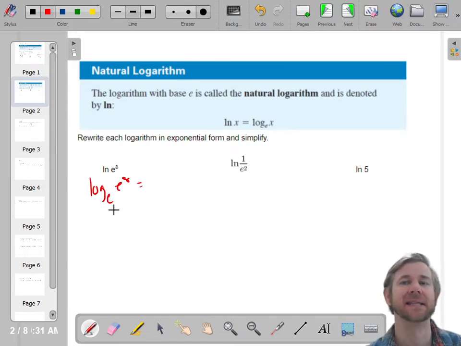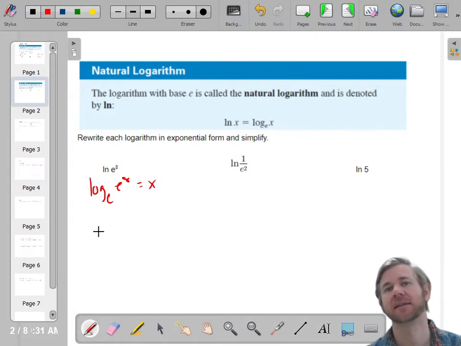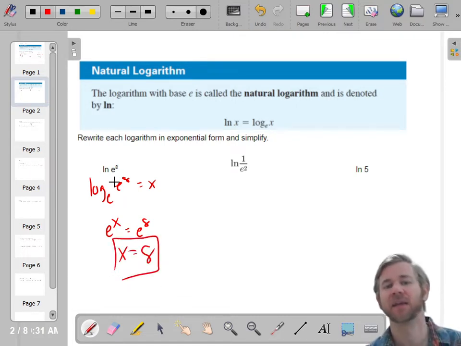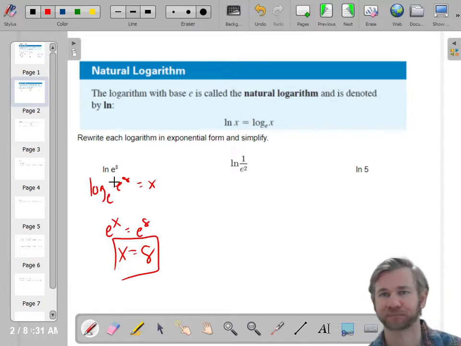This is the base e log of e to the 8th. So if I write a little x there, it's like e to the x equals e to the 8th. Oh, the x must be 8. The natural log cancels out the e, and you just get the exponent of 8.